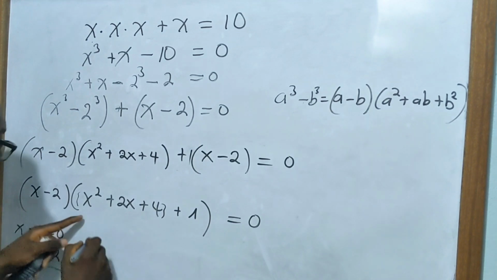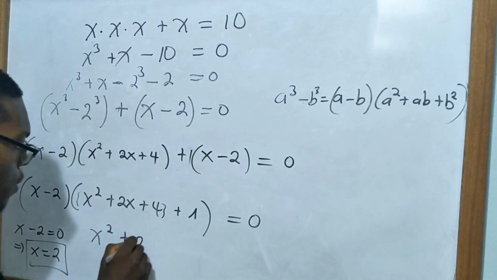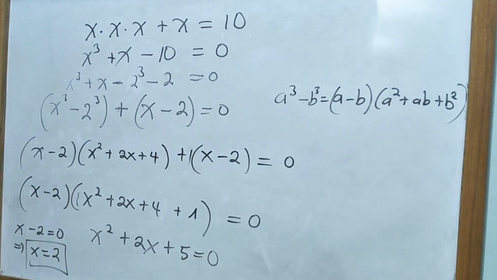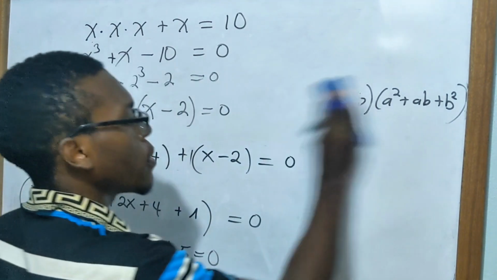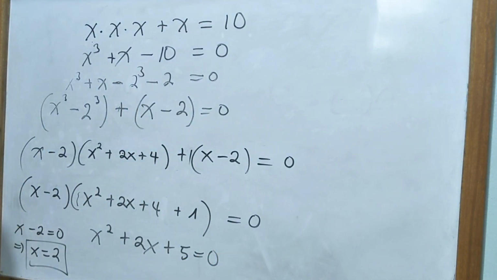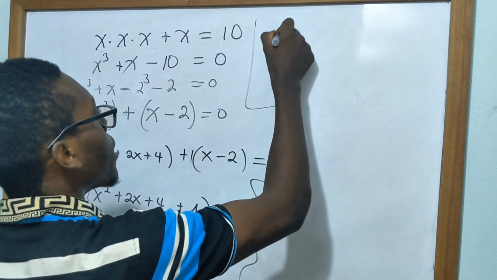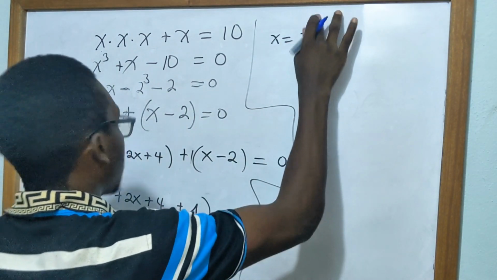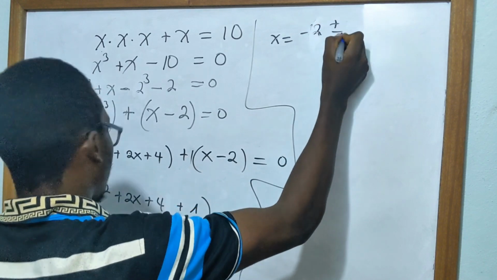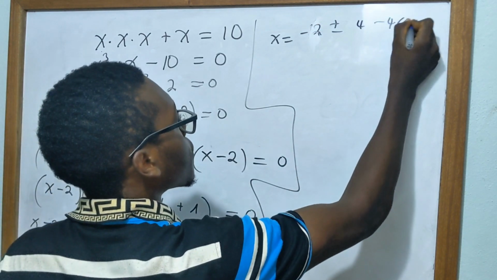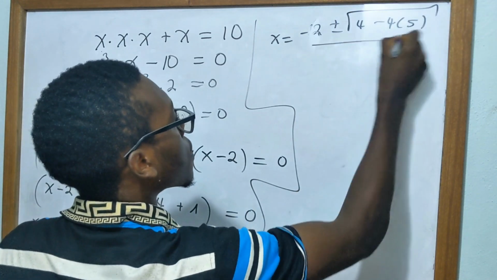Hence, let's move to the next one. We have x squared plus 2x plus 5 equals 0. Which method can we use to solve this one? You can think of factorizing, but that would be quite long. Let's use the quadratic formula directly. x is equal to negative b, plus or minus the square root of b squared minus 4ac, with a as 1 and c as 5, all over 2.